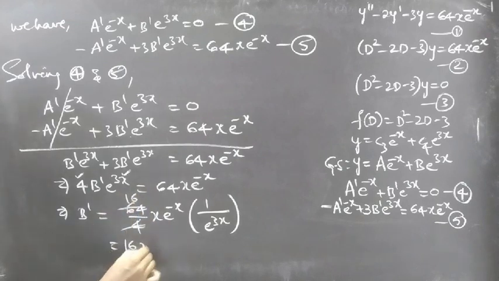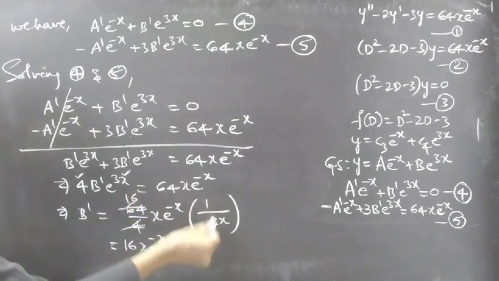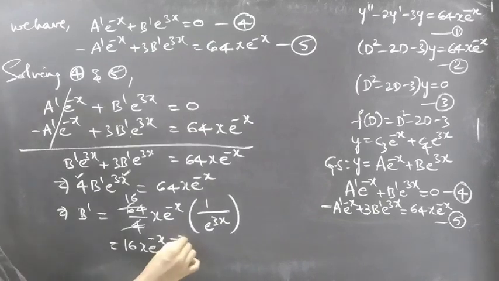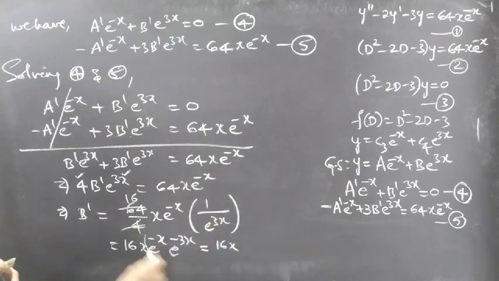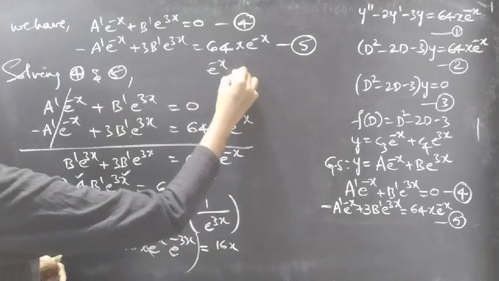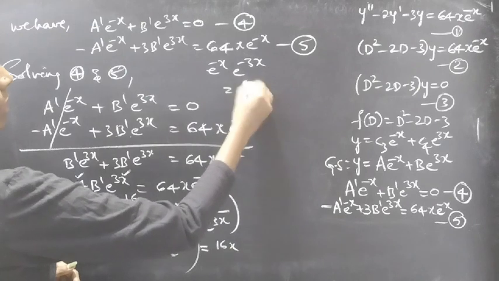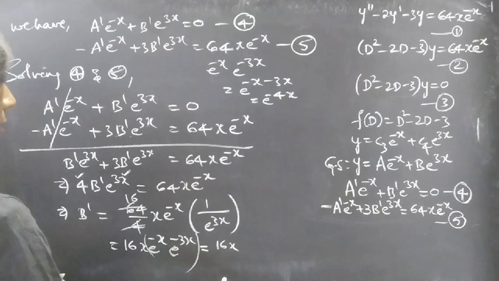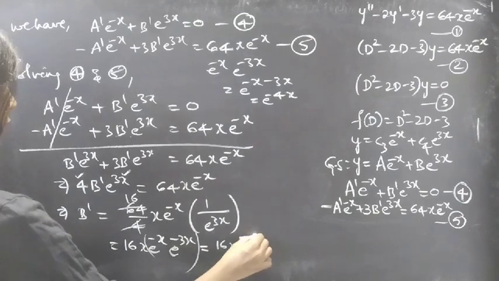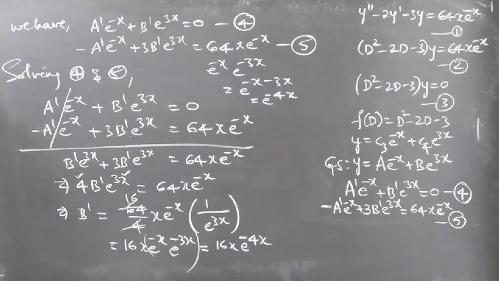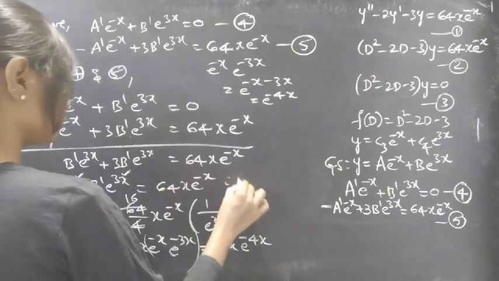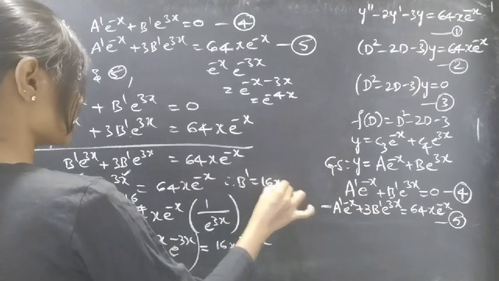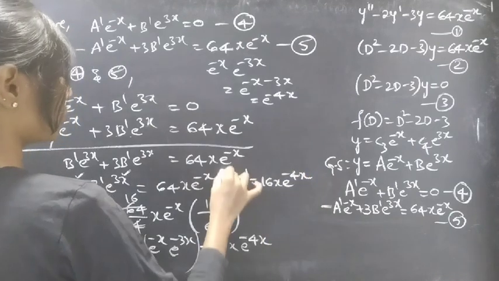Okay, this gives us 16x e power minus x into the reciprocal of e power 3x, which is e power minus 3x. This gives us 16x. Here we have e power minus x into e power minus 3x, right? We can write this as e power minus x minus 3x, which gives us e power minus 4x. So you'll get e power minus 4x here. Therefore, b dash equal to 16x e power minus 4x.